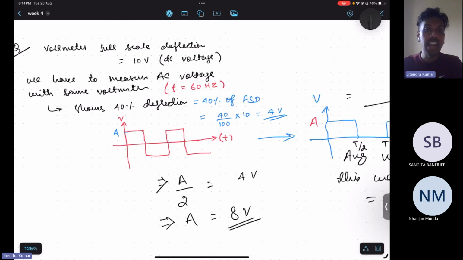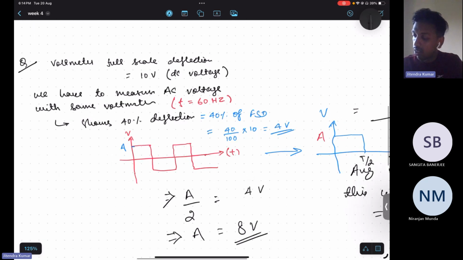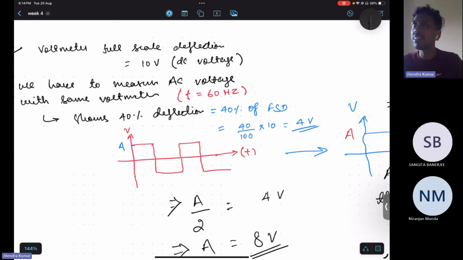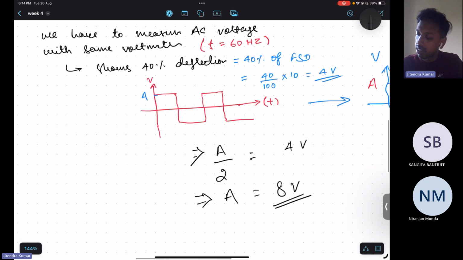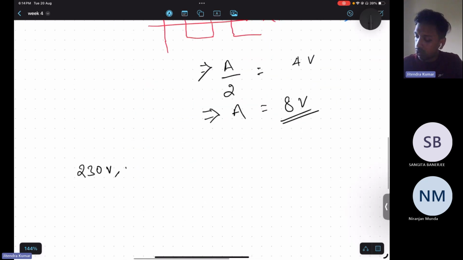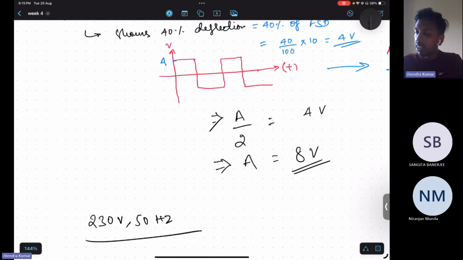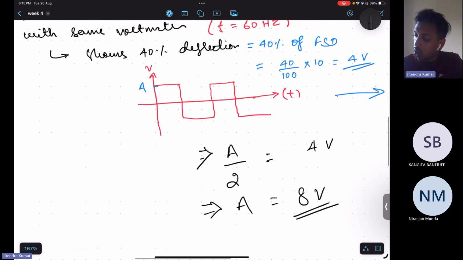If we have an AC waveform, we are generally not concerned with the average. We are concerned with the RMS value, isn't it? Because in any machine or any AC quantity, the RMS will be the rating, right? Like 230 volt, 50 hertz, the kind of ratings you might have seen on several instruments or electric appliances you might purchase. So we are concerned with the RMS value. So what will be the RMS of this waveform?